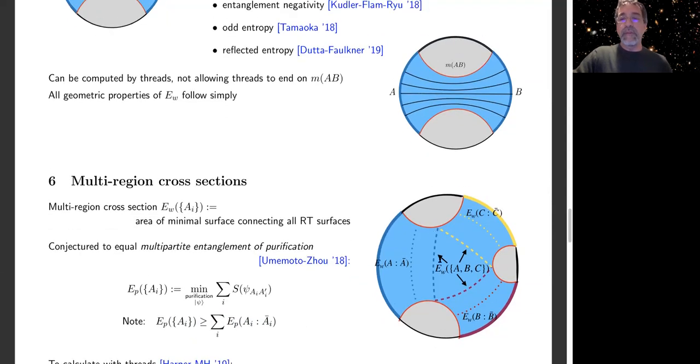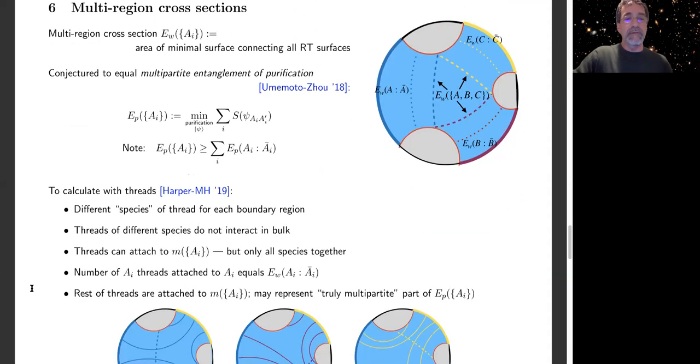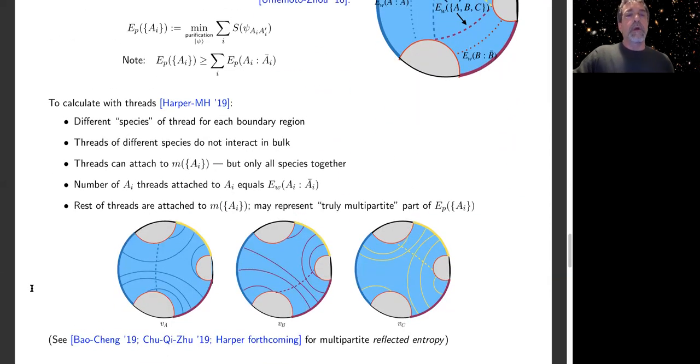And you can calculate this area with threads. It's a little bit complicated, but it has a nice feature: you need a different color or species of thread for each boundary region. These are sort of living on different sheets, so they don't interact in the bulk. So there's no density bound across them. Each one by itself has the usual density bound, but they don't take up space for each other.